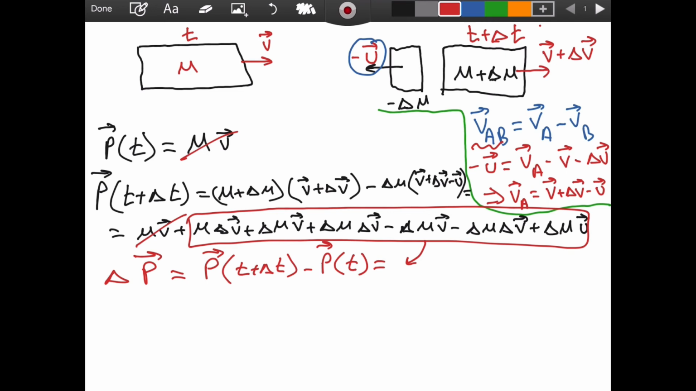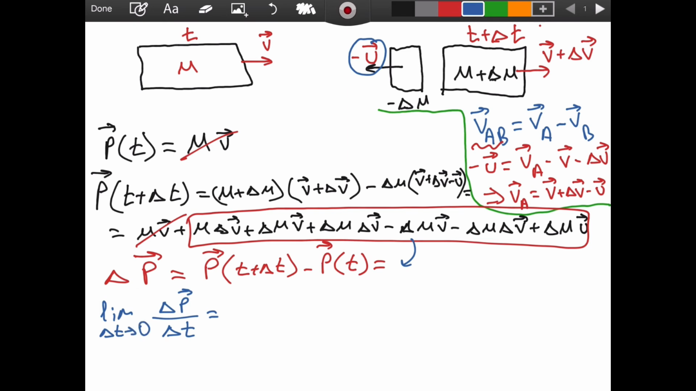Now, here comes the interesting part. What if I say, I am not content with only finding the change in momentum. I want to find the change in momentum divided by change in time. So I want to do delta p, let's do it with blue, delta p divided by delta t. And I want to also take the limit as delta t approaches 0.